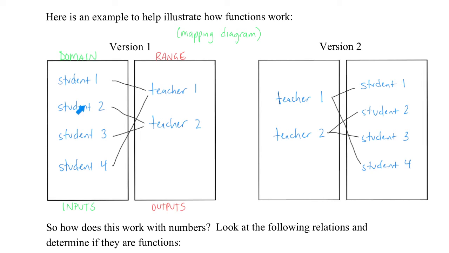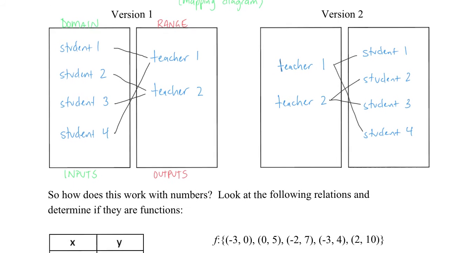We want every element of the domain, every input, to be assigned exactly one output. It's okay if the outputs have more than one input. That doesn't matter. But I cannot have inputs that have more than one output. All right, so let me show you what this means mathematically.